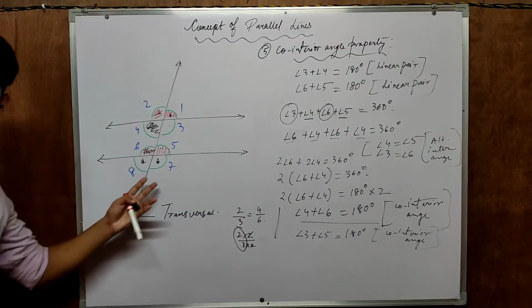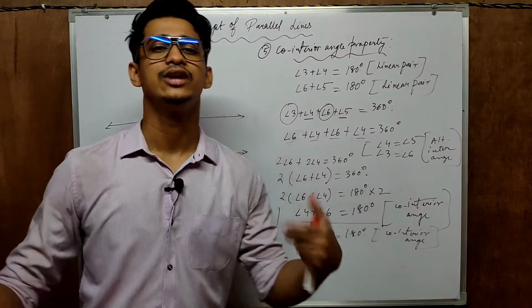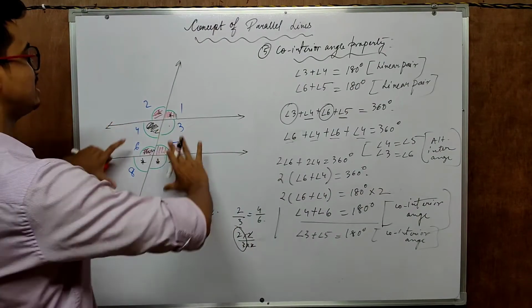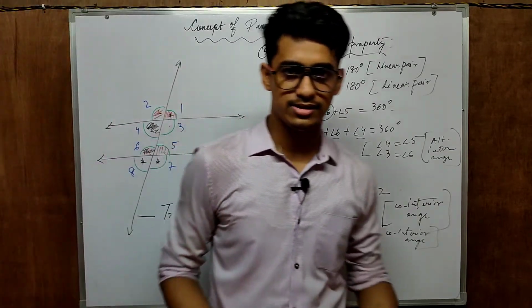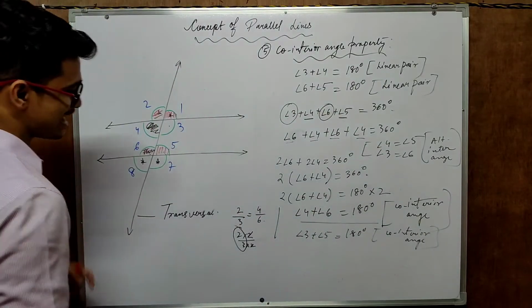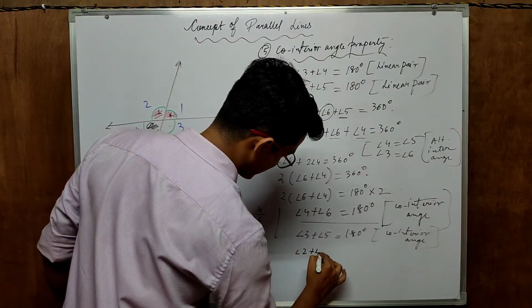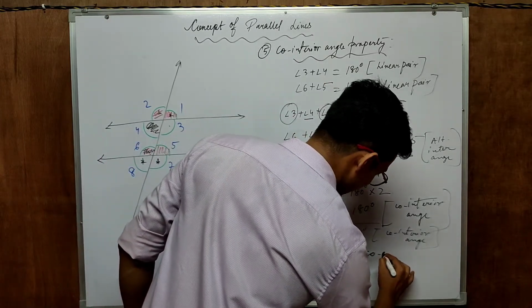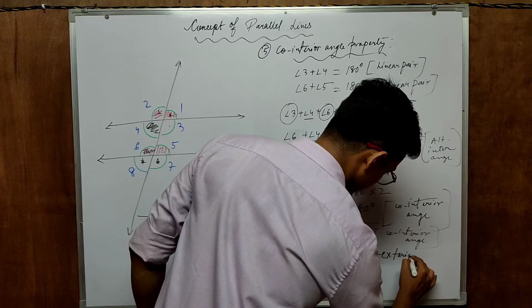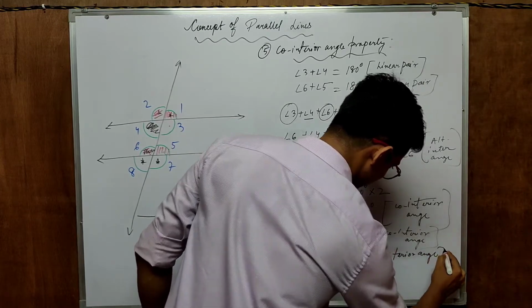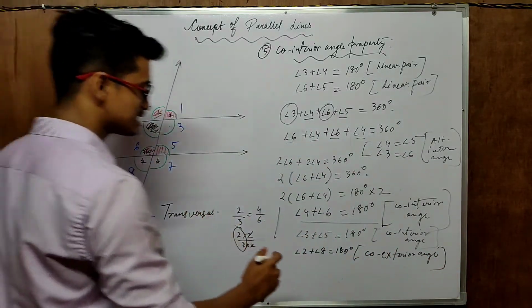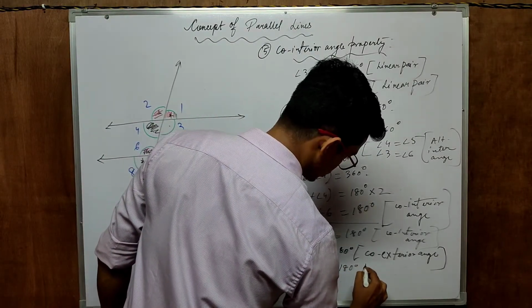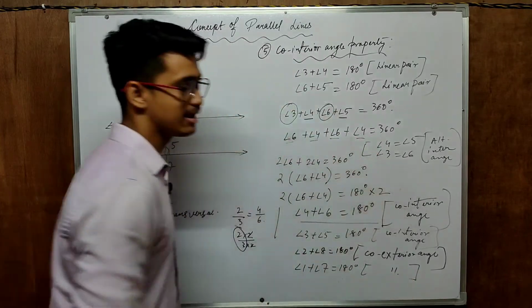And for the outside, angle 2 plus angle 8 will be co-exterior angles. Simple, because in the interior there are 4 angles, and in the exterior there are another 4 angles. So for angle 2 plus angle 8, that is also equal to 180 degrees, and it will be co-exterior angle. The same process will repeat for 1 and 7, that is angle 1 plus angle 7 equal to 180 degrees, and that is also co-exterior angle and nothing else.